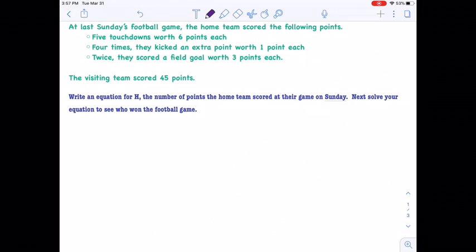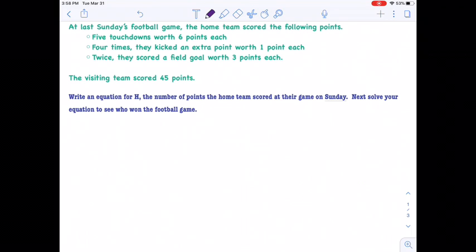At last Sunday's football game, the home team scored the following points. 5 touchdowns worth 6 points each. 4 times they kicked an extra point worth 1 point each. Twice they scored a field goal worth 3 points each. The visiting team scored 45 points. Write an equation for H, the number of points the home team scored at their game on Sunday. Next, solve your equation to see who won the football game.